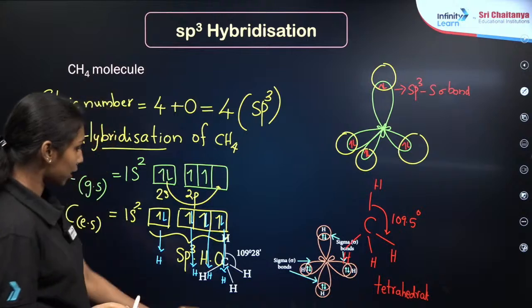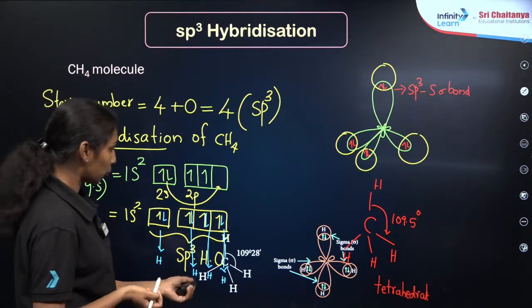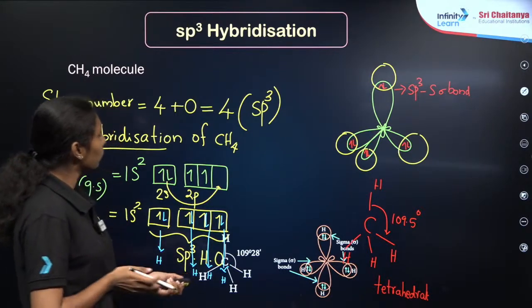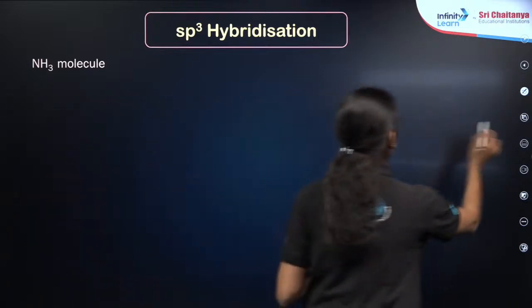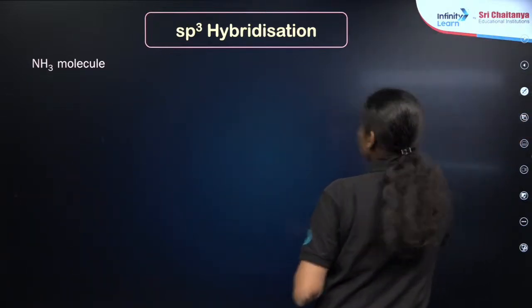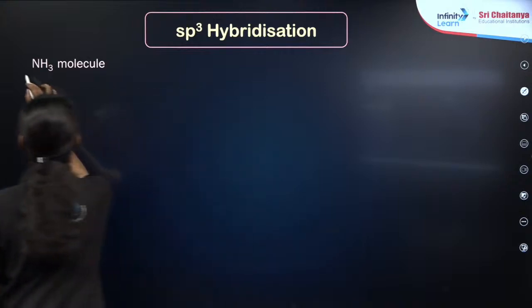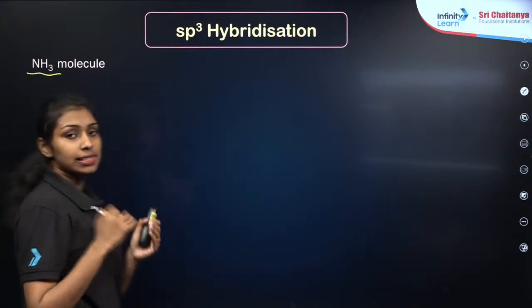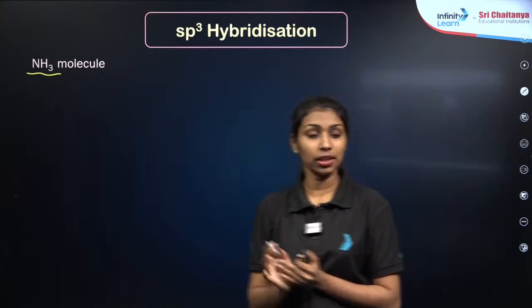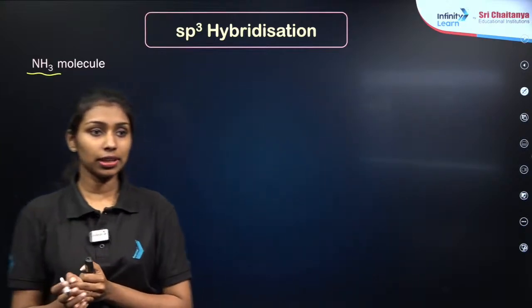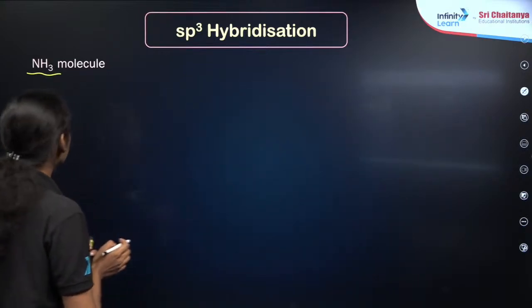Okay, this will be the structure here. I think it is clear for everyone. Now, another example of sp3 hybridization is the NH3 molecule. As you already know, while calculating the steric number you will get the value of 4, which means it is undergoing sp3 hybridization.